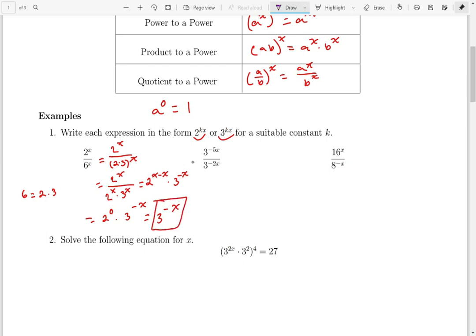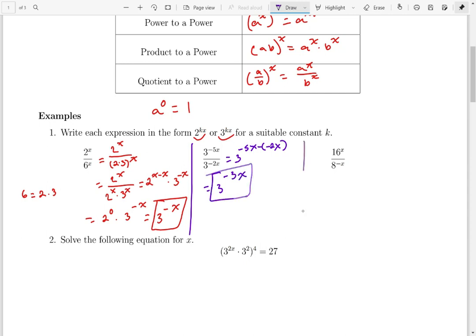Let's try it again. If I have 3 raised to the negative 5x divided by 3 to the negative 2x, well, because this is a quotient with matching bases, that's the same thing as 3 to the negative 5x minus negative 2x. Well, that's then going to be 3 to the negative 5 plus 2 times x. And so, because those things are like terms, that is 3 to the negative 3x.